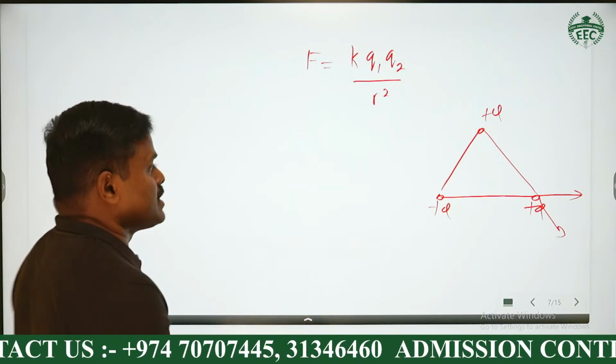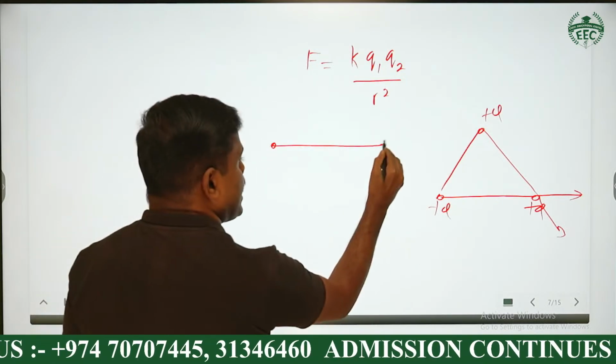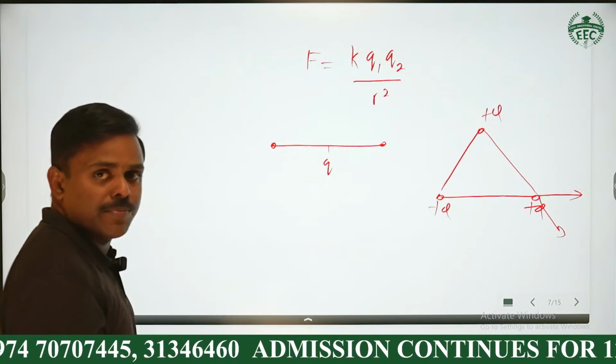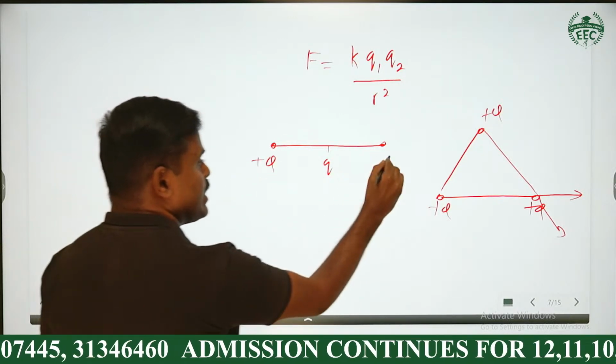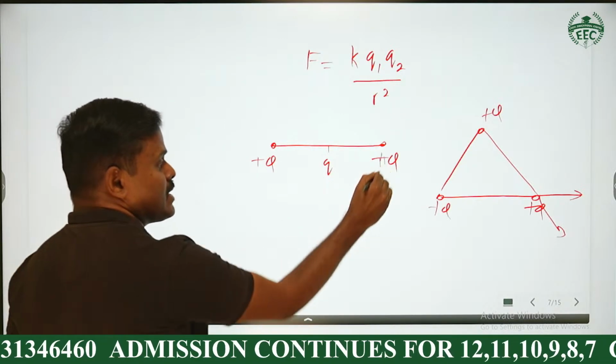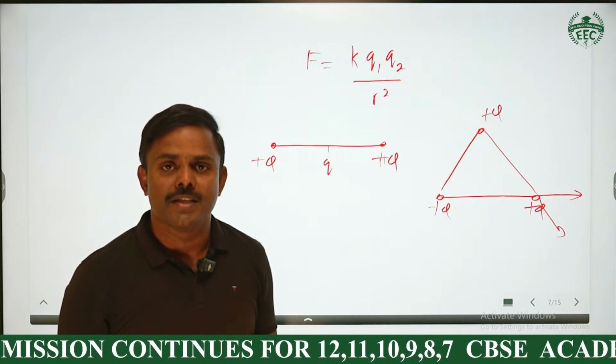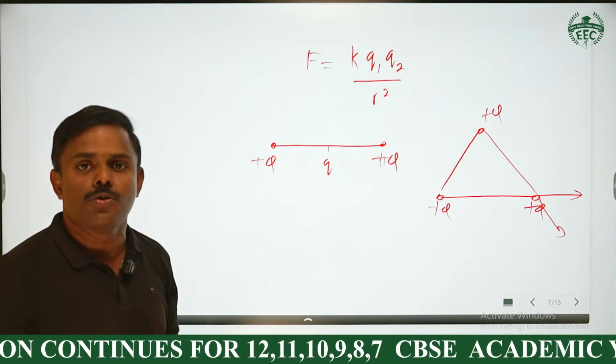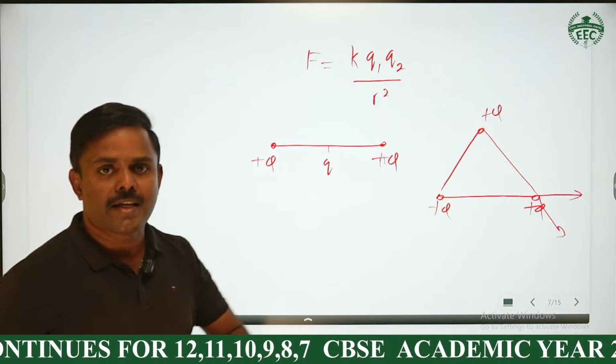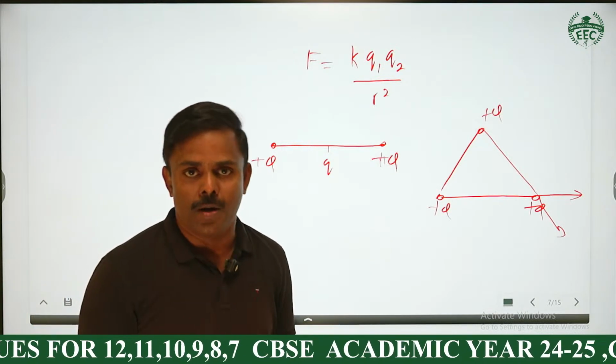Another one based on this is, what is the value of this charge? If these two charges are kept at the ends of a line and the system is in equilibrium, the charge in the middle is minus Q by 4. That's an important question based on Coulomb's law.